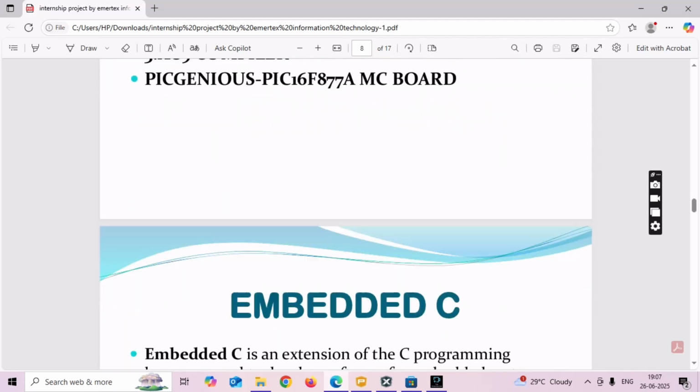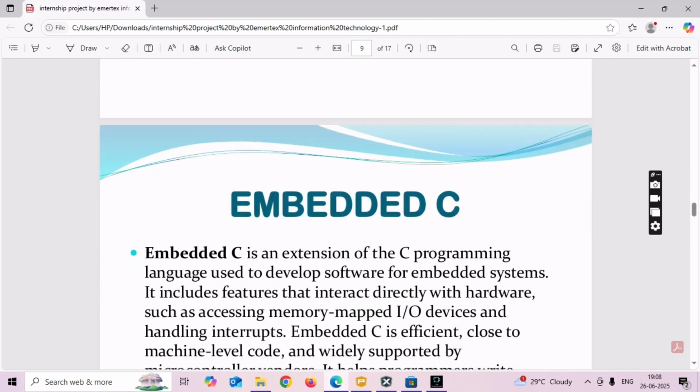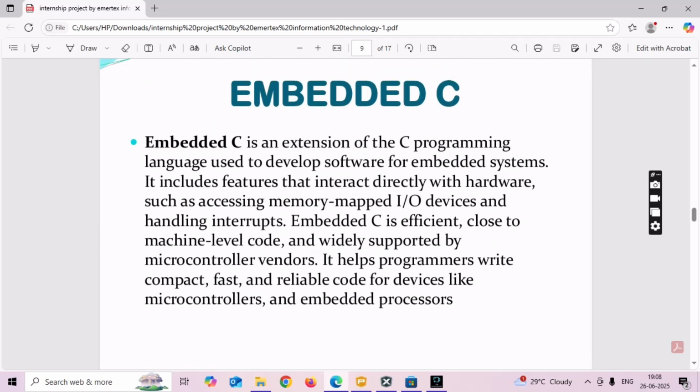Then we can see Embedded C. Embedded C is an extension of the C programming language used to develop software for embedded systems. It includes features that interact directly with hardware, such as accessing memory map, input-output devices, and handling interrupts. Embedded C is efficient, close to machine-level code, and widely supported by microcontroller vendors. It helps programmers write compact, fast, and reliable code for devices like microcontrollers and embedded processors.